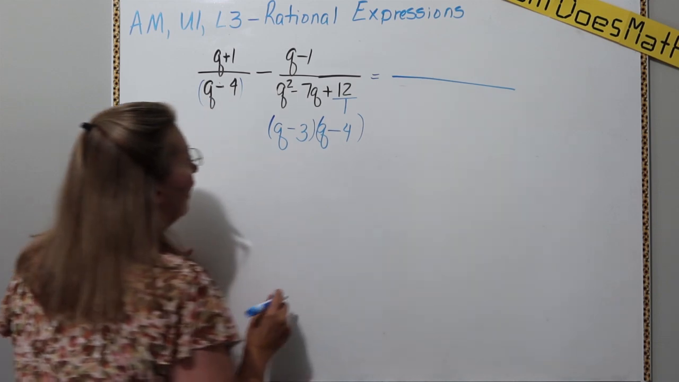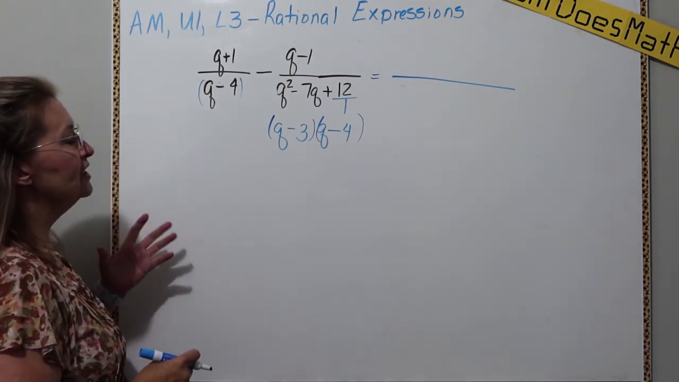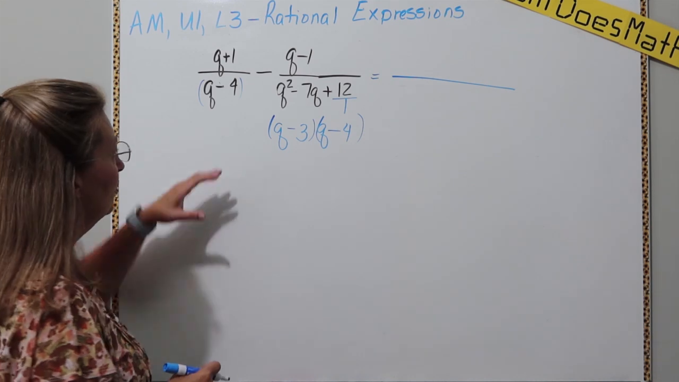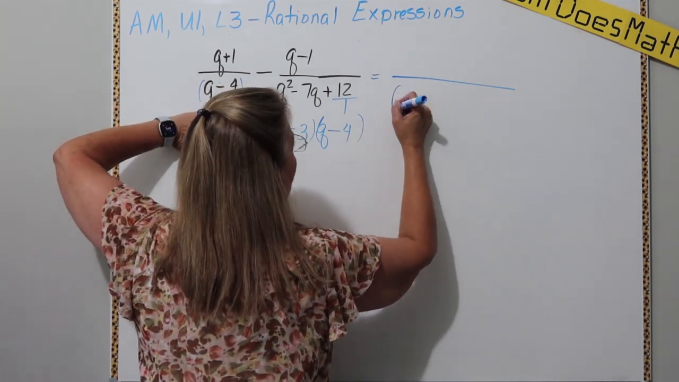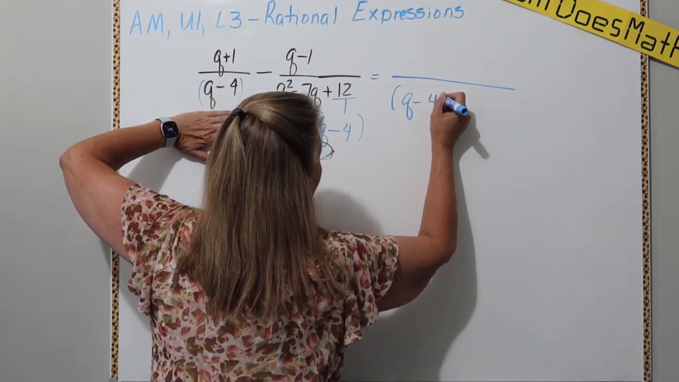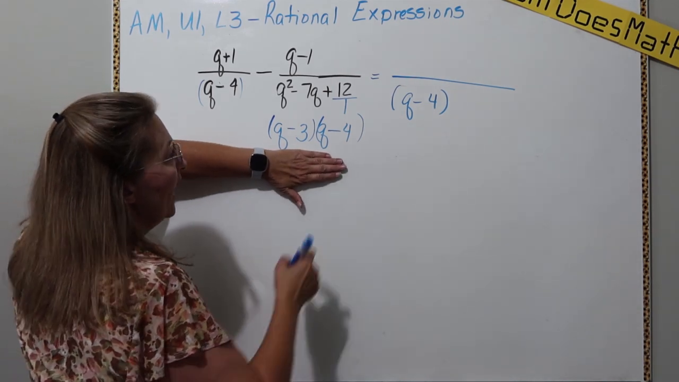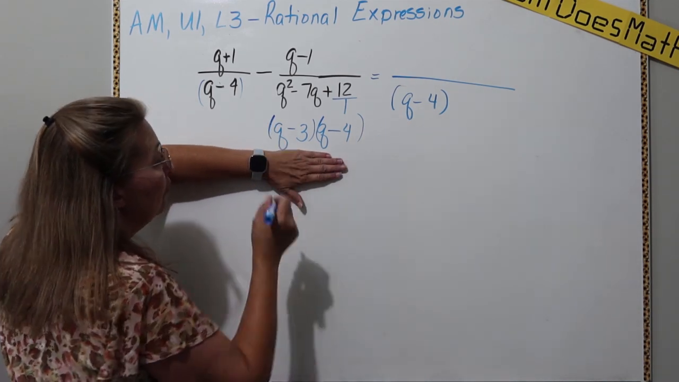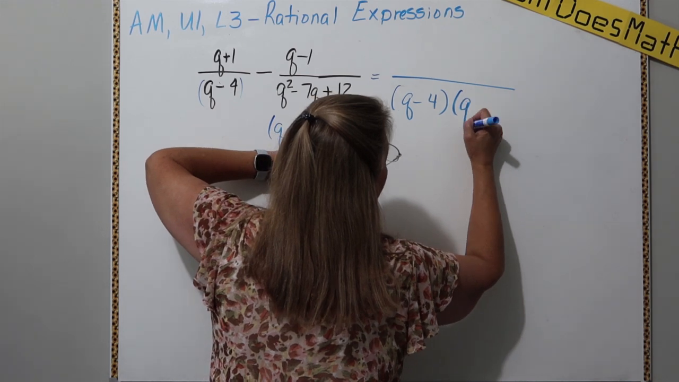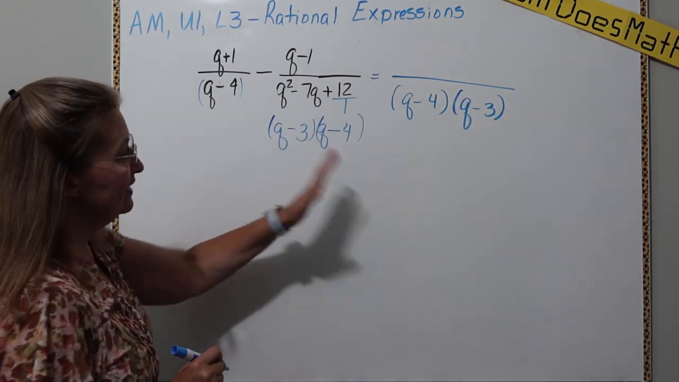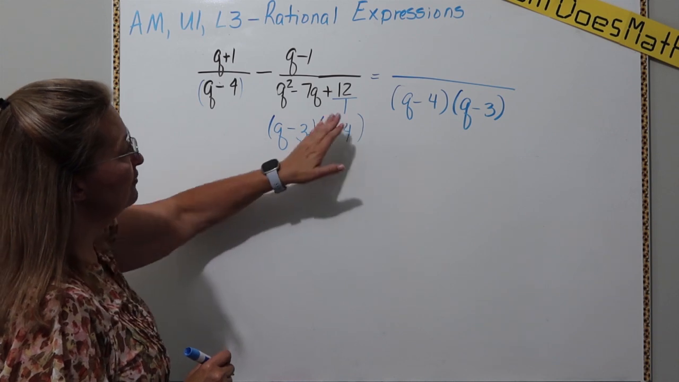Okay, now our common denominator is going to contain one of each factor and the highest powers of each one. So I start off with Q minus 4 here. Now look at this one. What does this one have that I don't already have? Well, I don't have a Q minus 3, so I'm going to use that as well. All right, that's everything. That's the highest powers of everything.